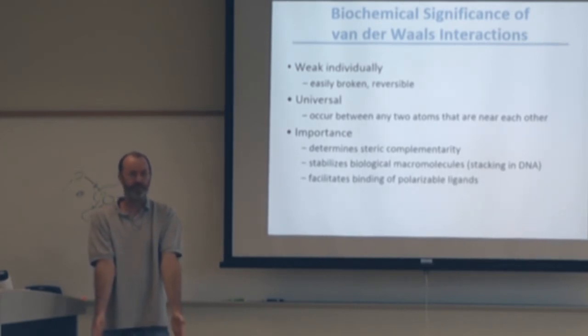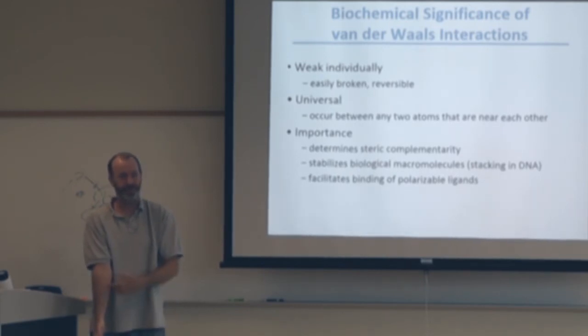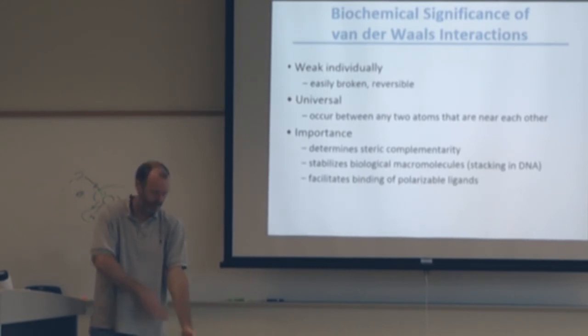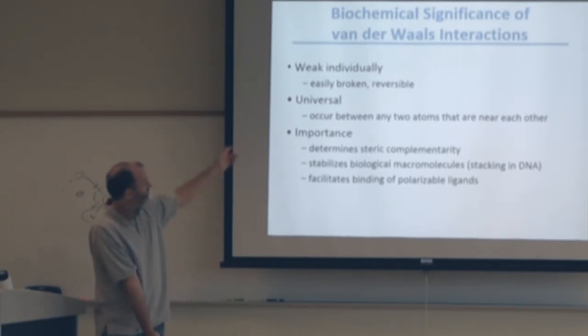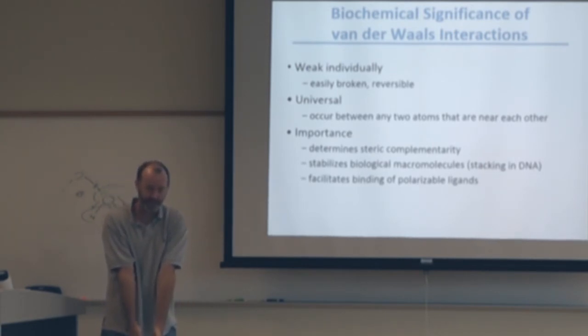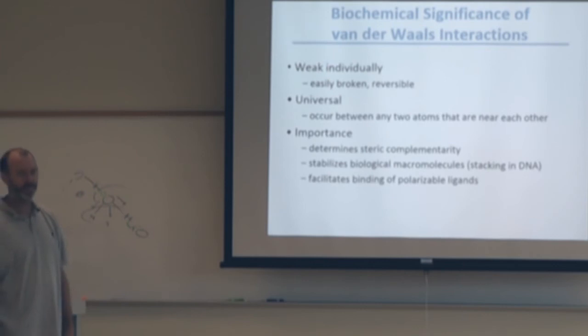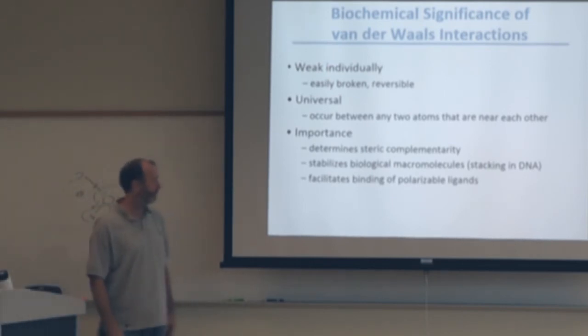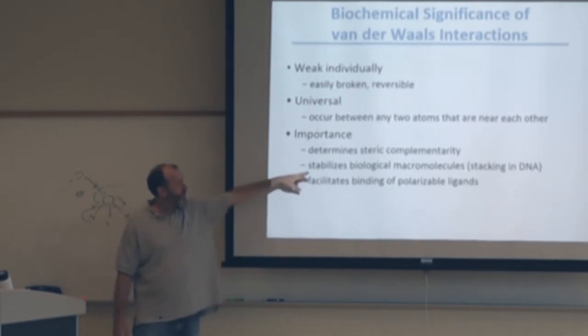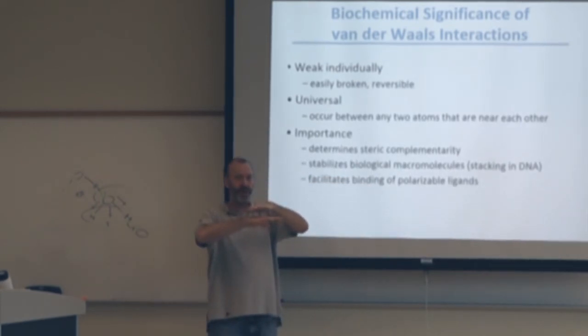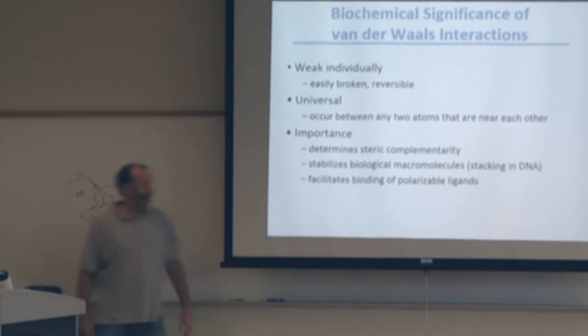Whereas, you've heard of cis unsaturated fatty acids? You know what's special about those? You have a cis double bond somewhere, so they're not going to be able to sterically interact with a saturated fatty acid, which is completely reduced. So you get stronger van der Waals interactions between saturated fatty acids than you would if you have unsaturated fatty acids mixed in. Does that make sense? We'll see a lot more of that in the lipid chapter. It stabilizes biological macromolecules, so you get stacking of DNA, the pi stacking, and it facilitates binding of polarizable ligands.